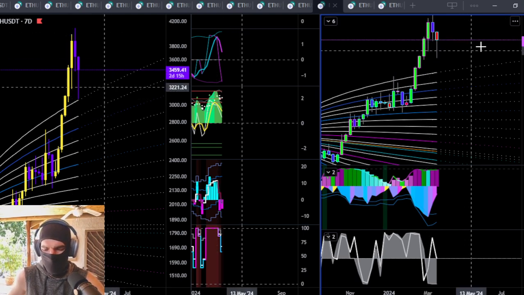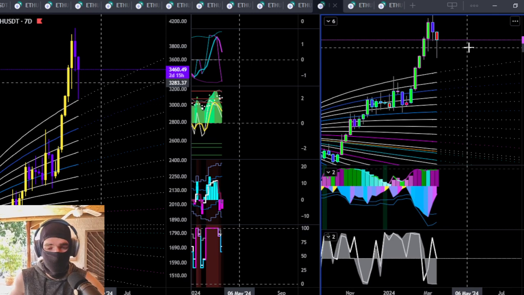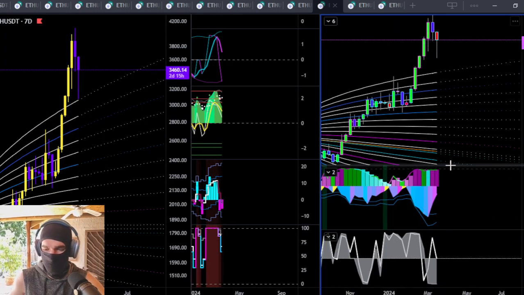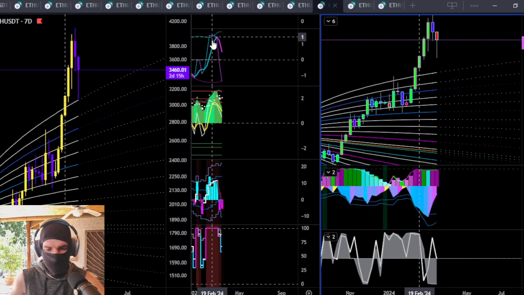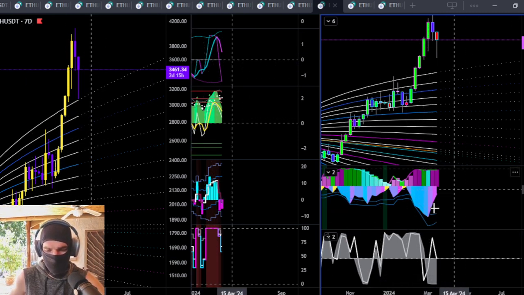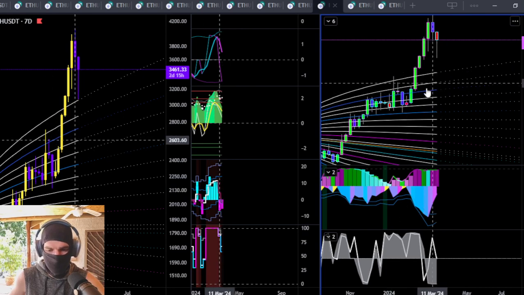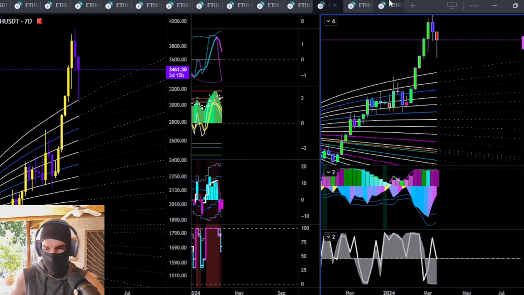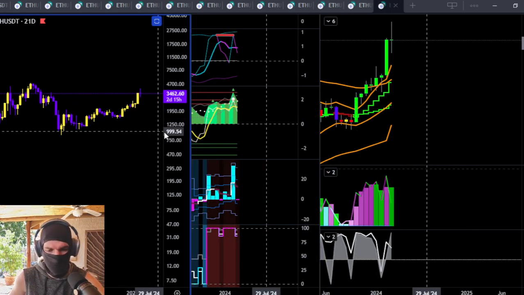All right, all we're doing here is we're getting the direction of volatility and then some probabilities and then some oscillators. Direction of volatility, probabilities, direction of oscillator. Okay, 21 day. What can we see for Ethereum?